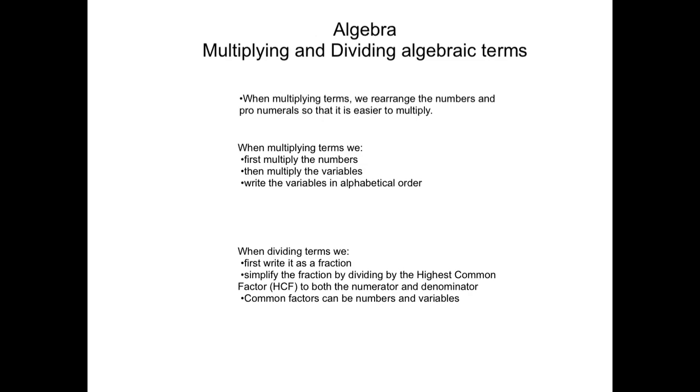When dividing terms, we first write it as a fraction, simplify the fraction by dividing the highest common factor to both the numerator and denominator, and common factors can be numbers and variables.